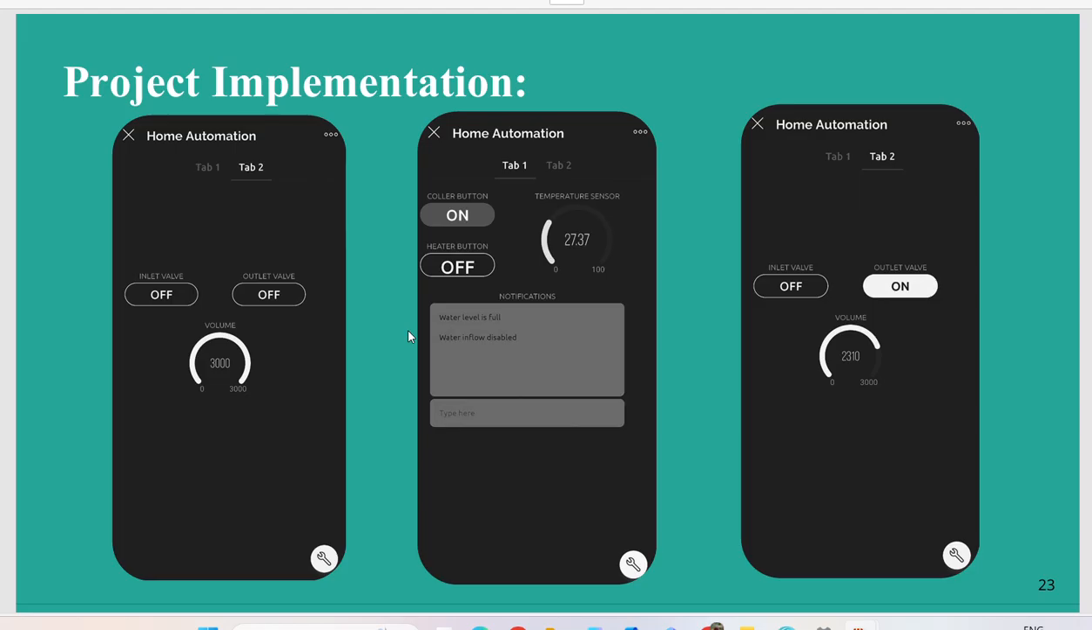Next, coming to Arduino. Arduino receives the command, processes the logic and controls the respective devices. Next, the output status will be displayed on the mobile application. The CLCD is used to display the result, and it is updated back to the mobile app in real time. Then we come to the next slide.